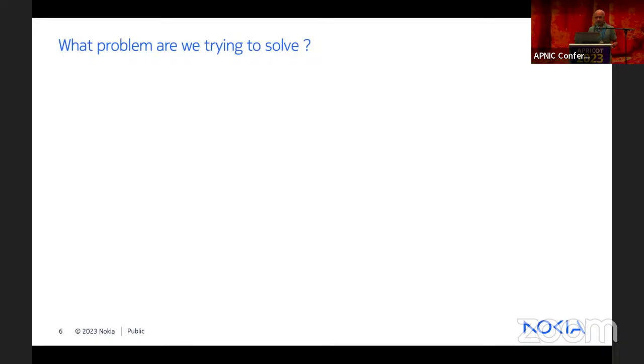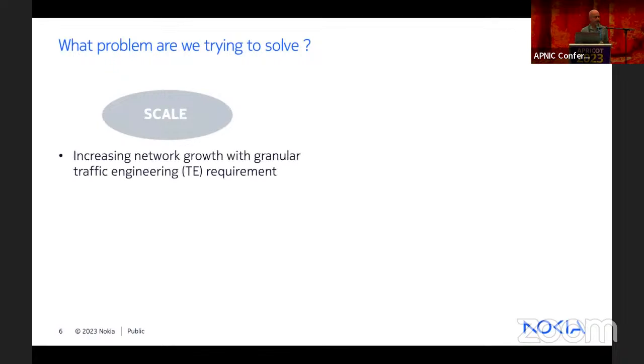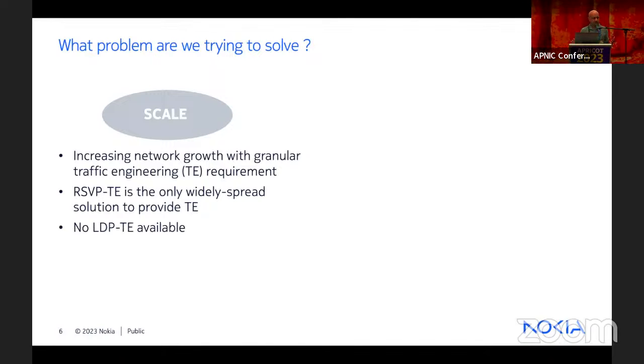So that brings me to, what problem are we trying to solve? I've already alluded to some of these things. The problem of scale, to get granular traffic engineering in a network. And by granular, I mean potentially down to a per flow traffic differentiation. RSVP-TE is really the only solution we've had to provide traffic engineering in our transport networks. There's no such thing as LDP-TE.